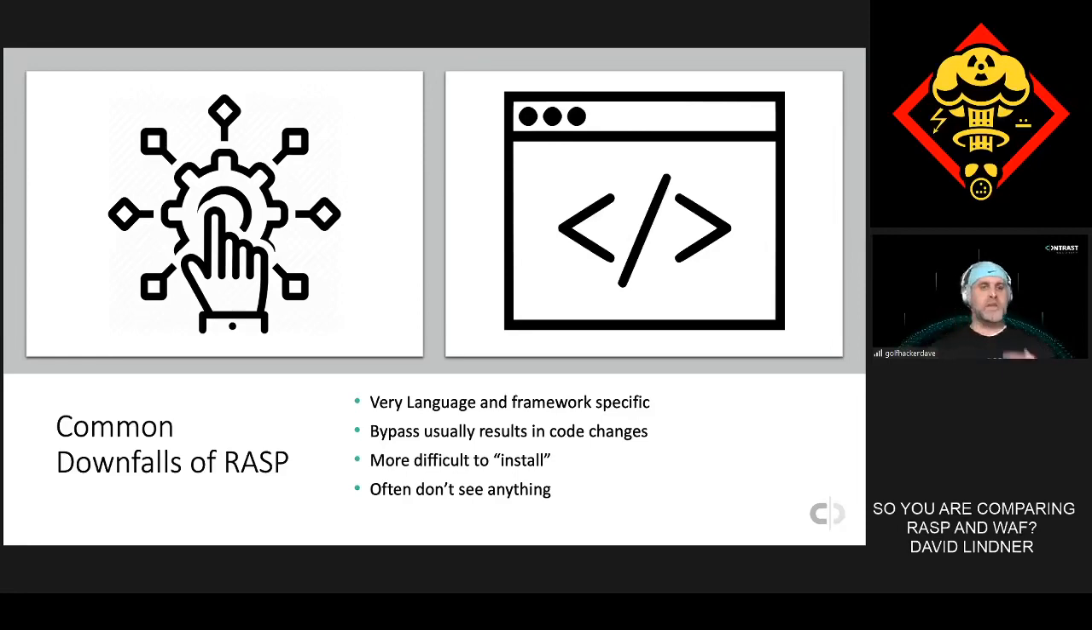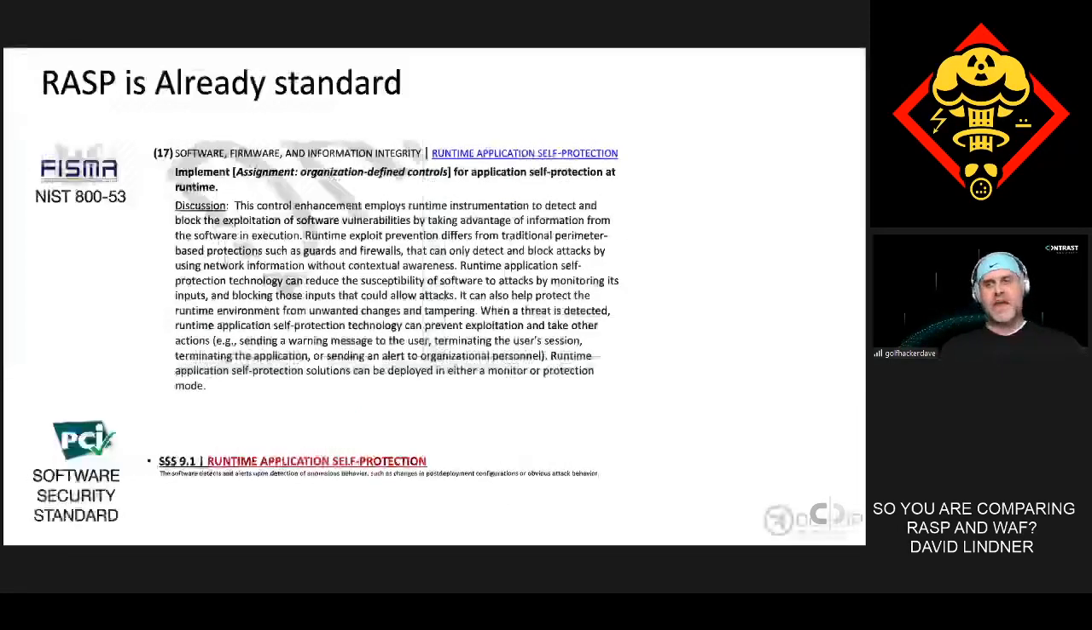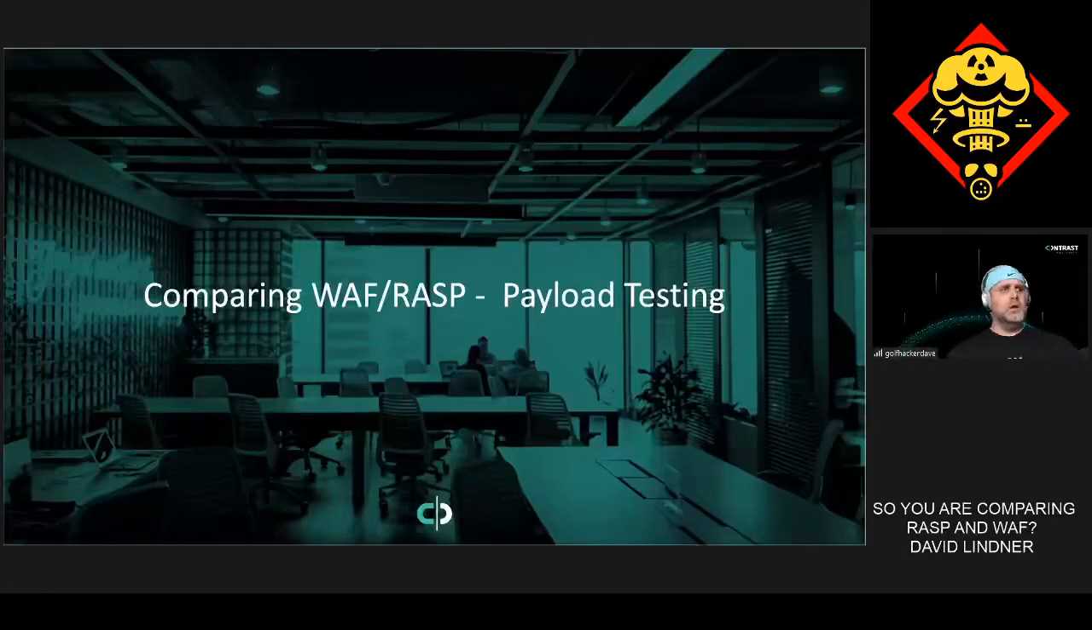And the great thing about RASP is, it's already a standard. It's in the 853 PCI. They're talking about adding it to some of the SAMM and things like that as well. So it's definitely something to think about. So let's compare the two outside of just talking about them separately, right? How are they similar? How are they different? Is there a way to compare them?